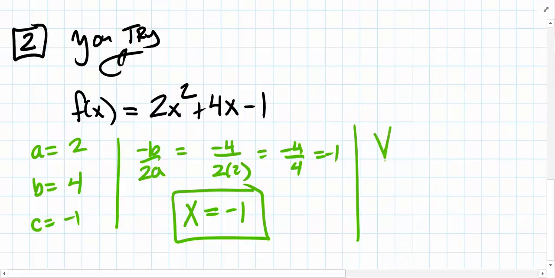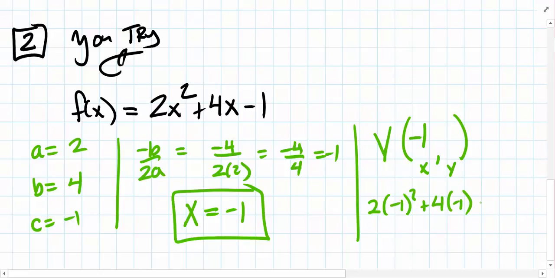The vertex is a location on the coordinate plane. A location has an x and a y. I already know the x value because I did all the work to find it. How do I get the y value out of that? What do I do? I plug it back in. So I'm going to take 2, take -1, square it, add 4 times the -1, and then subtract 1.